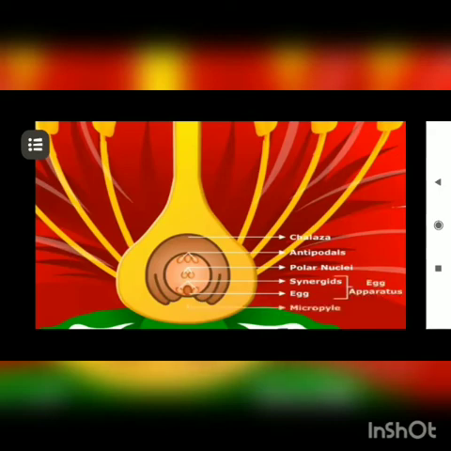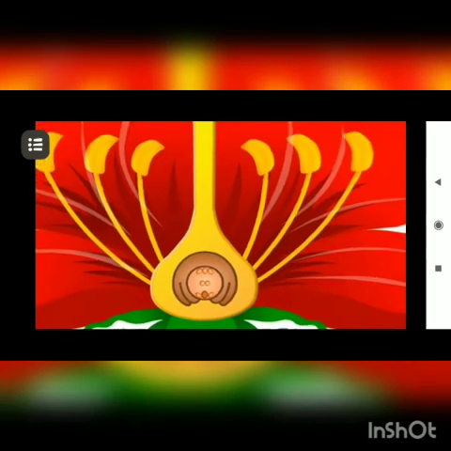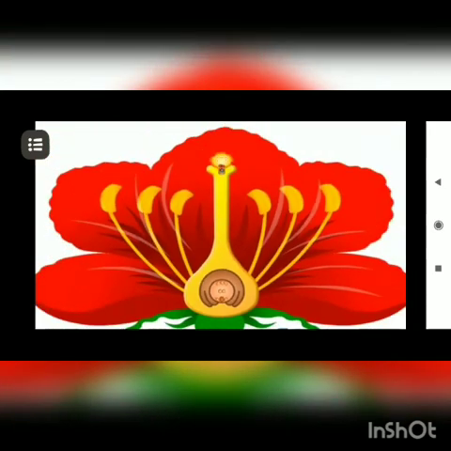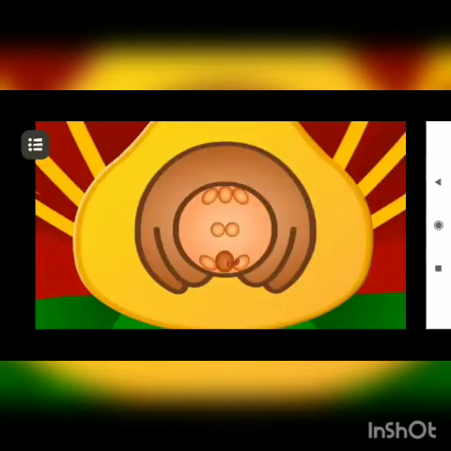The pollen tube emerges from the germ pore. The haploid generative cell divides to form two male gametes. The pollen tube enters the embryo sac through the micropyle. It enters through the degenerating synergid or between the egg and the synergid. The first male gamete fuses with the egg to form a diploid zygote. This process is known as fertilization.